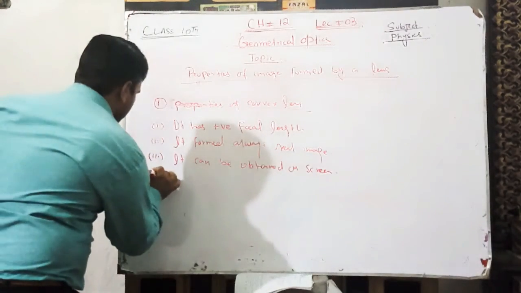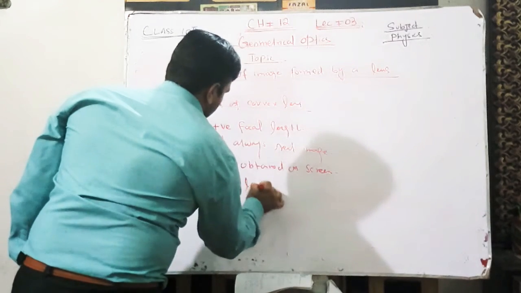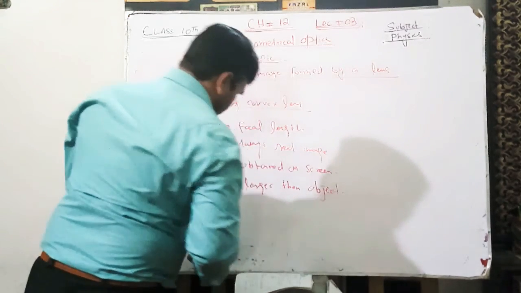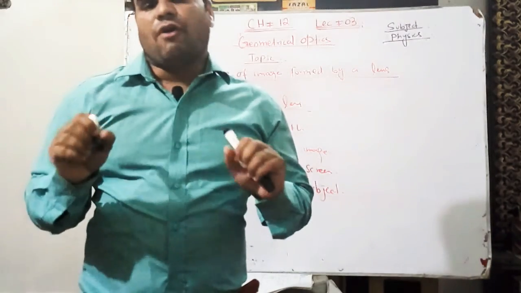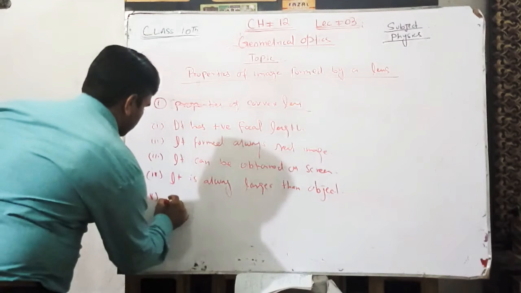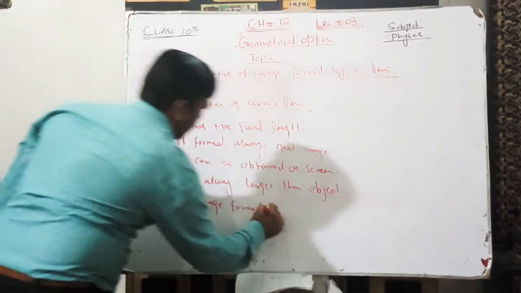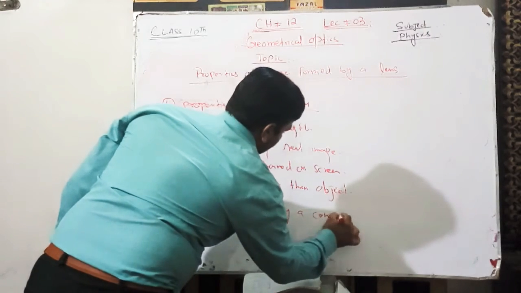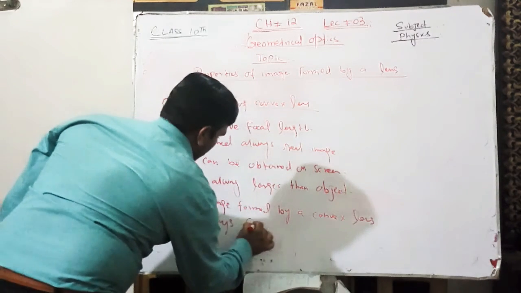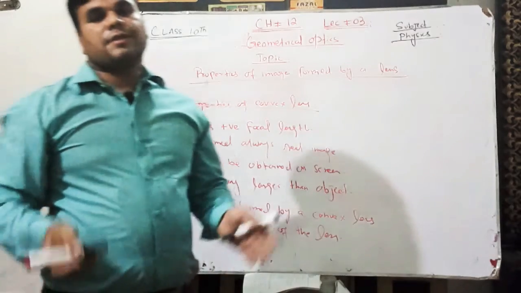It is always larger than the object. The image formed by a convex lens is always in front of the lens.